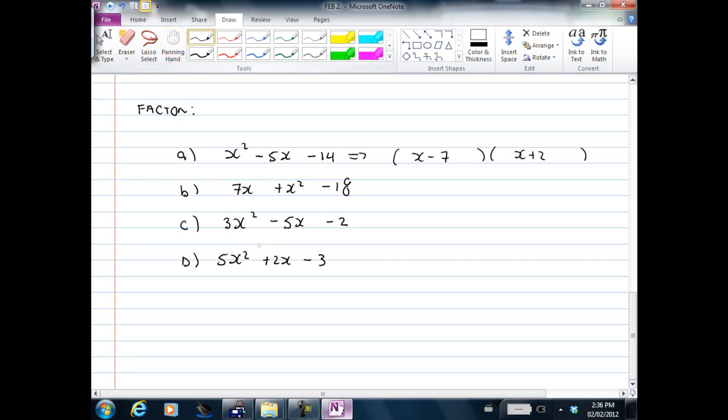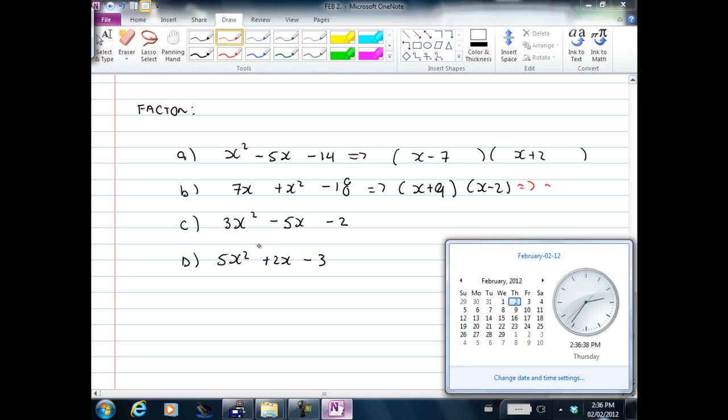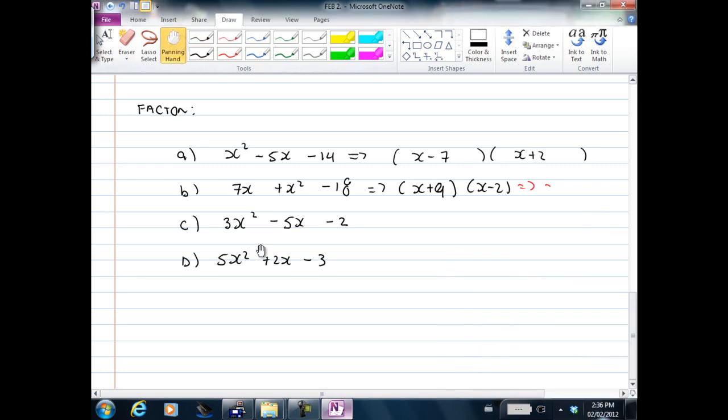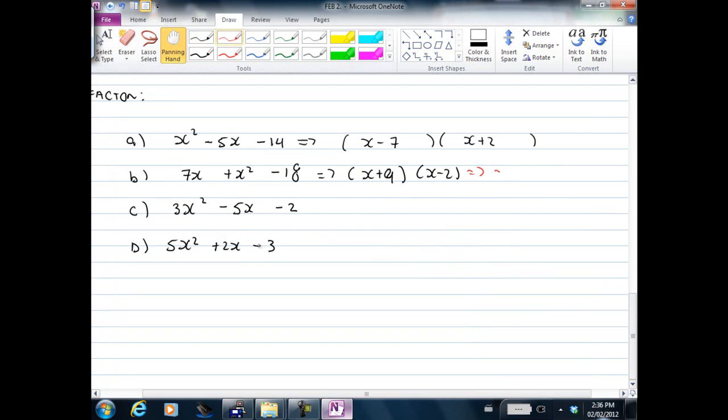B. Roshan, what do you have for B? Oh, this is a tough one. It's tricky. X plus 9 and x minus 2 is correct. See, this is tricky because I kind of rewrote it, mixed things up. But the first thing you should have really done is write it out properly. That becomes x squared.